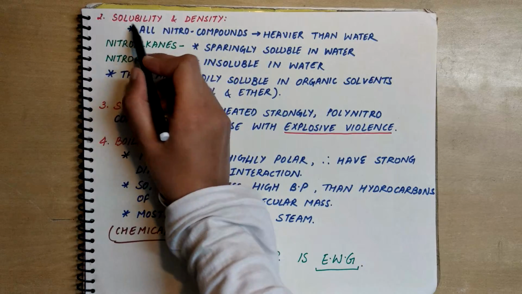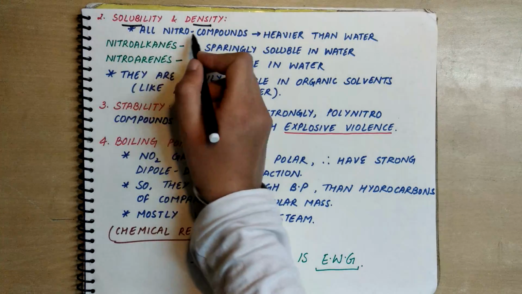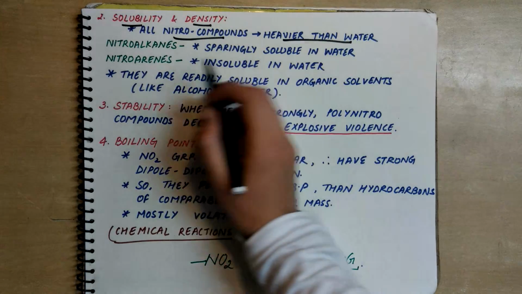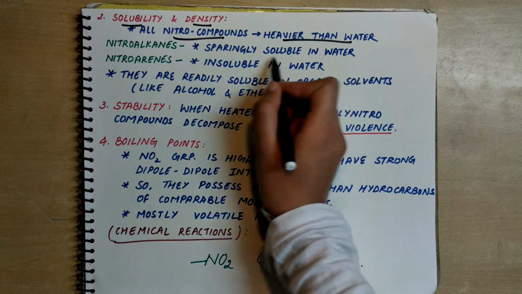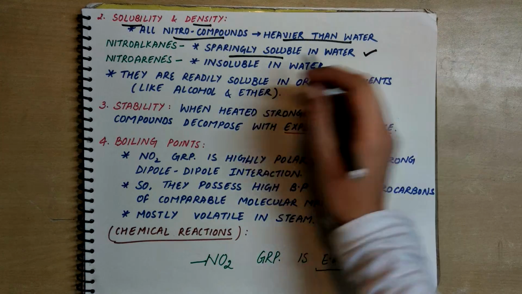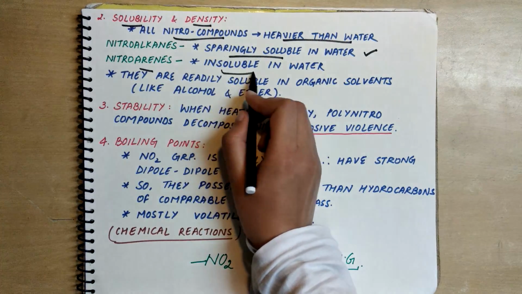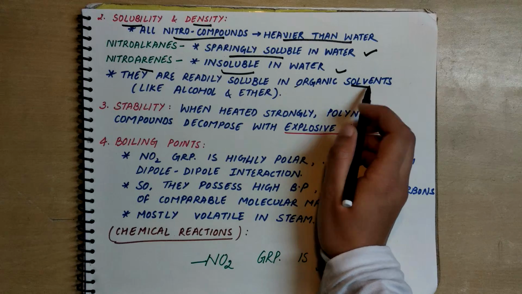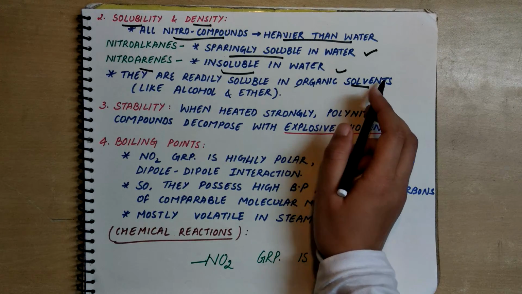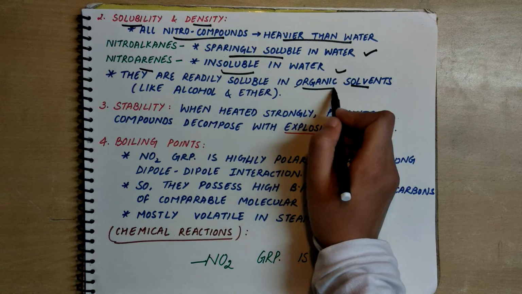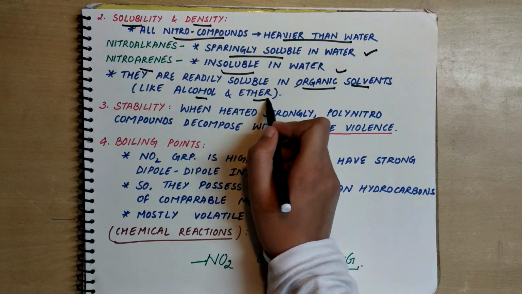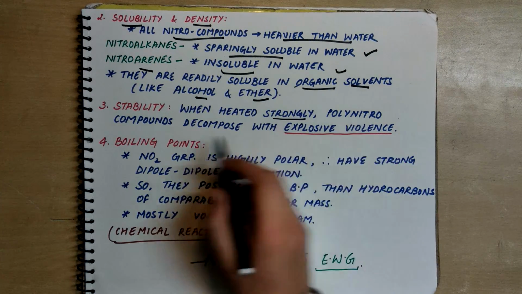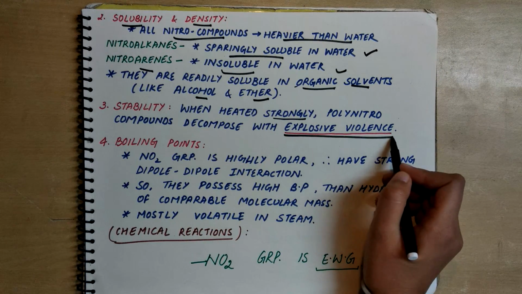Then we have solubility and density. All nitro compounds, whether nitroalkanes or nitroarenes, are heavier than water. But nitroalkanes are sparingly soluble in water, that is, partially soluble. But nitroarenes are insoluble in water. They are readily soluble in organic solvents, because we know the principle like dissolves like, so they are readily soluble in organic solvents such as alcohol and ether. Then we have stability. When heated strongly, polynitro compounds decompose with explosive violence.